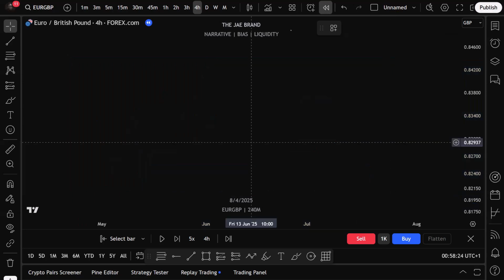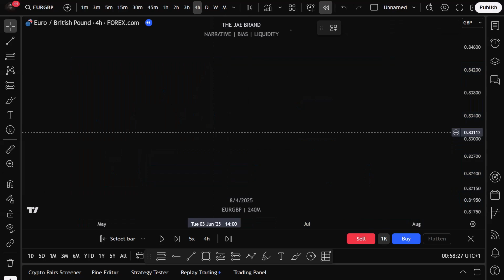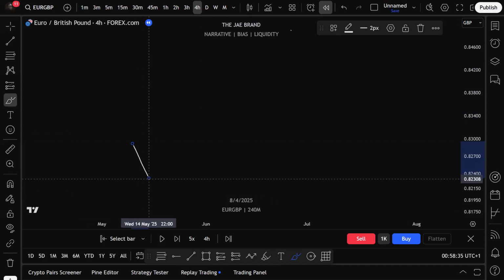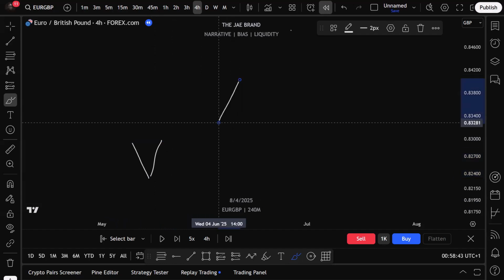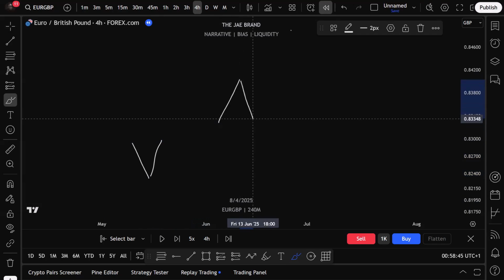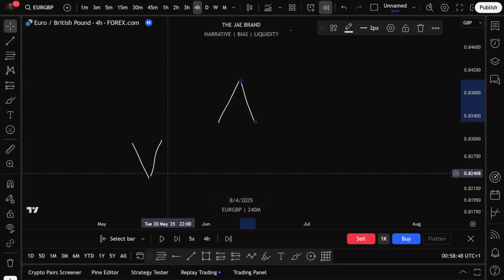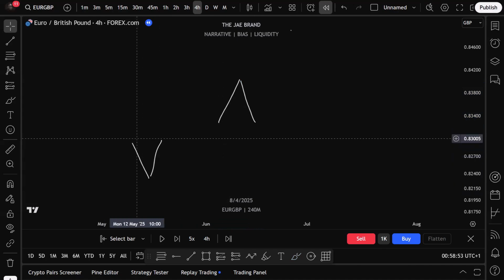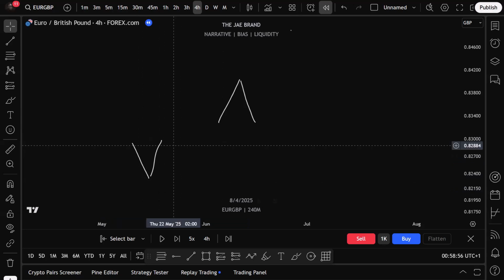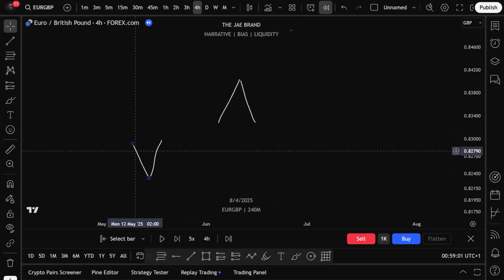Now, another form, or the second way to validate your structural liquidity, is that your structural liquidity must be V-shaped or A-shaped. For a sell model, it must be A-shaped. For a buy model, it must be V-shaped. For a buy model, you need to have an intentional, very obvious structural liquidity, and they are always V-shaped.